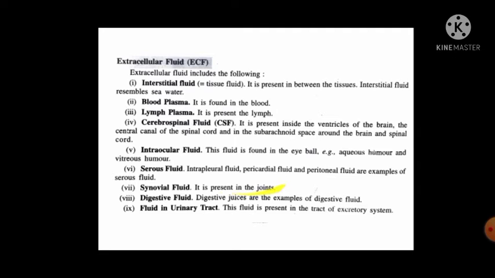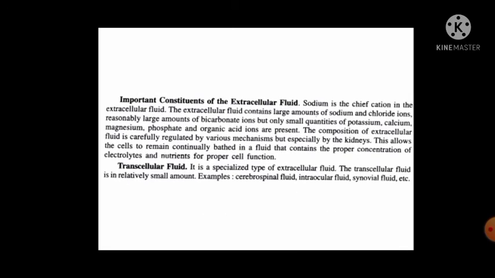Synovial fluid is present in the joint. The joint has a cavity called the synovial cavity, which contains synovial fluid, which prevents friction between the two joints. Digestive fluids: digestive juices are examples of digestive fluid, such as gastric juices. Fluid in the urinary tract: fluid is present in the tract of the excretory system. All these fluids are included in the extracellular fluid, meaning the fluid present outside the cell.